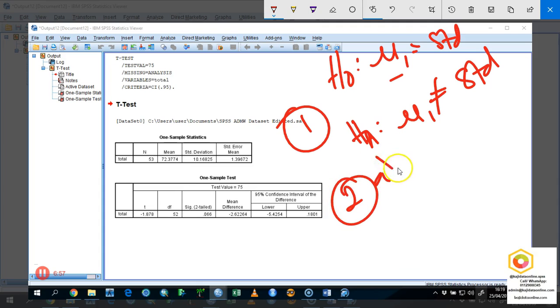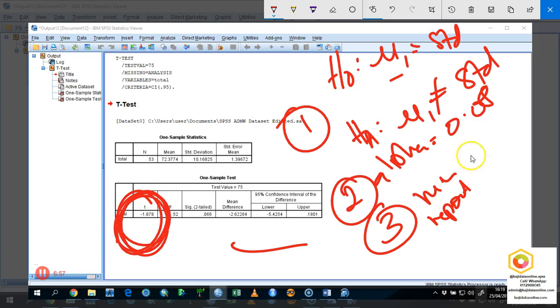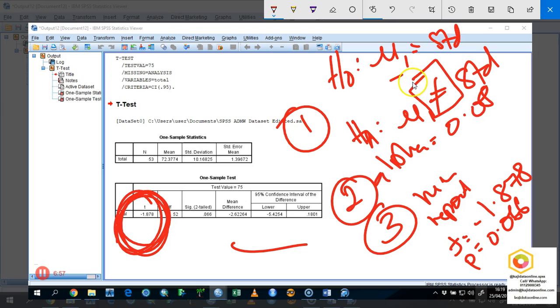Step yang kedua kita adalah alpha. Alpha kita sama dengan 0.05. Kemudian step yang ketiga kita run. Dah run belum? Dah run lah, sebab itu dah keluar benda ni kan. Kemudian apa yang kita kena buat selepas run? Kita report. Apa benda yang awak nak report? Ni nampak ni, apa benda ni? T-value. So T-value awak adalah minus 1.878. Awak punya P-value? 0.066. Awak punya ni ada direction ke tak ada direction? Tidak ada direction. So tak payah buat apa-apa dengan alpha ataupun P.